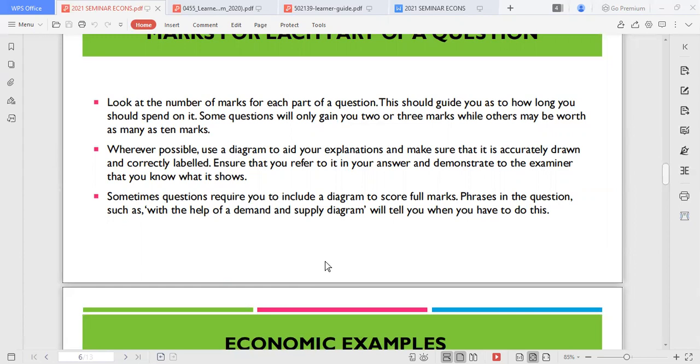All right, we already learned that in the class. I already taught you how to allocate the time: 2 hours and 15 minutes. Maximum 40 minutes for your Section A, and 30 minutes for each essay. So you have 3 essays, 30, 30, 30, 90 minutes.